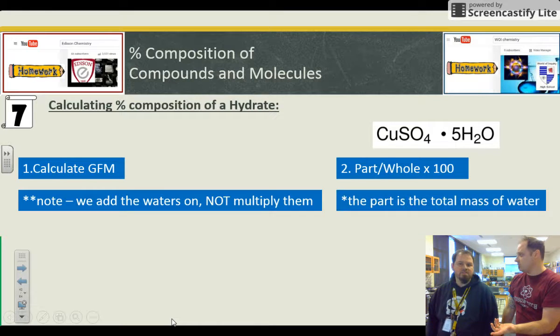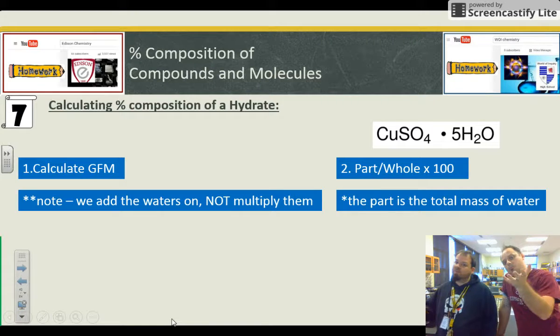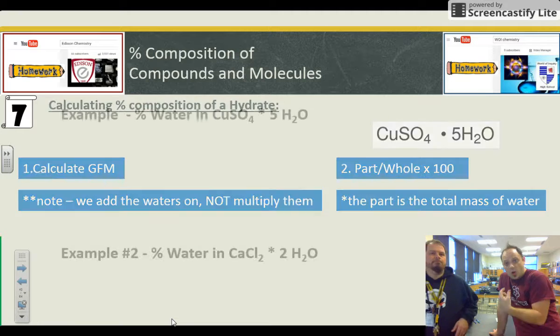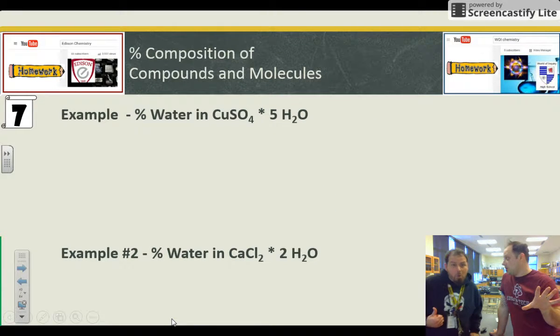Right. So the process is going to be pretty much the same. What you need to know is that the dot in between there, that's a ratio dot. For every one copper sulfate, there's 5 waters. So it doesn't mean multiply by 5 waters. We're going to add the whole thing up, and then part over whole times 100. In this case, the part's going to be water. Another way of saying that is 1 molecule of copper sulfate soaks up 5 molecules of water.